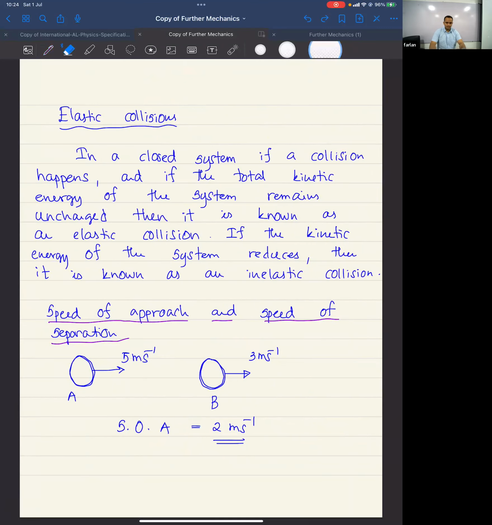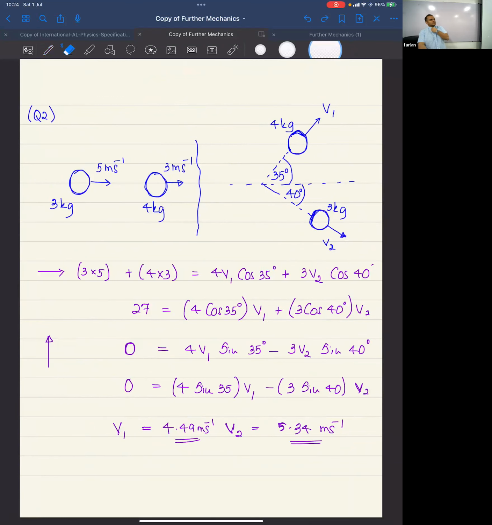Guys, what is an elastic collision? Any idea? Have you heard? Listen. In general, when a collision happens, let's say two particles are colliding. Before the collision, they both have kinetic energy, a total kinetic energy. During the collision, if the total kinetic energy of the system remains unchanged, then you call it an elastic collision.